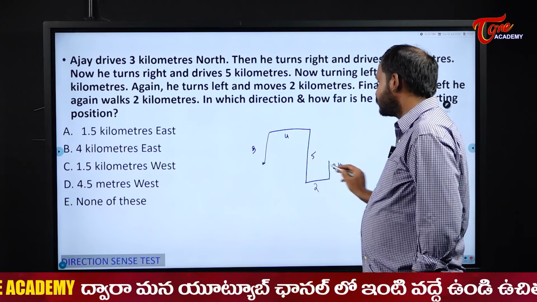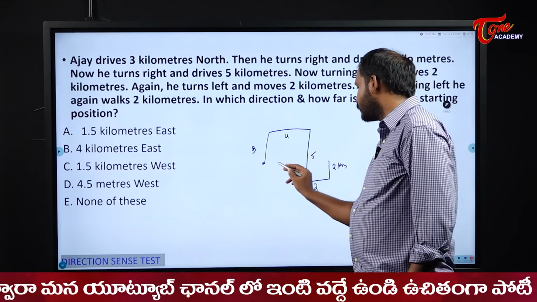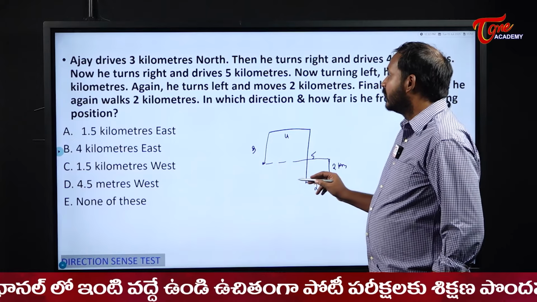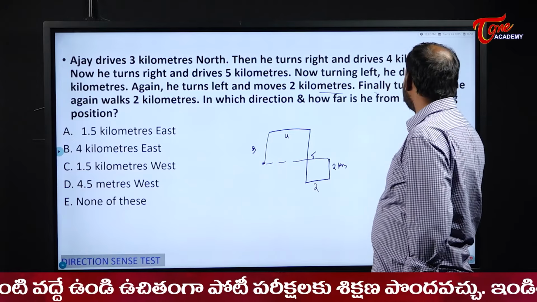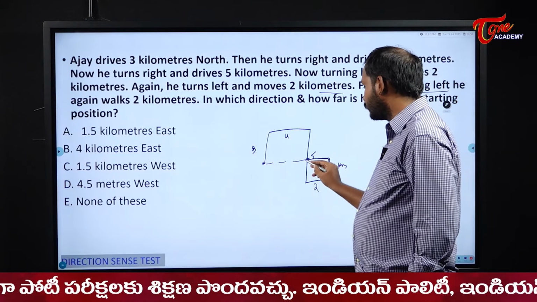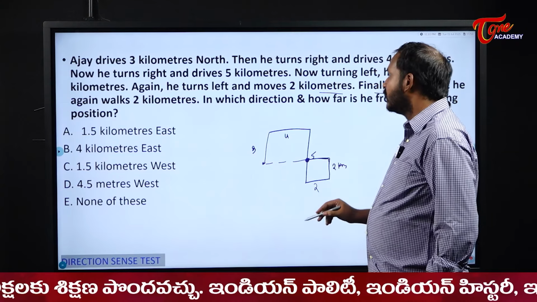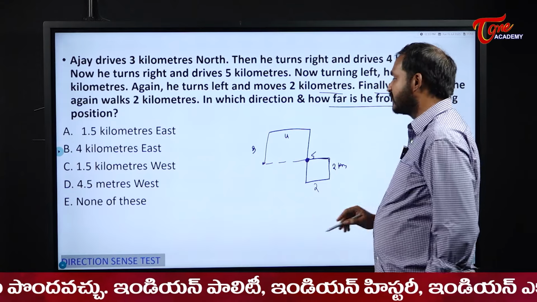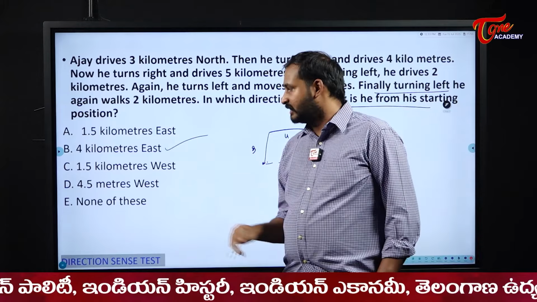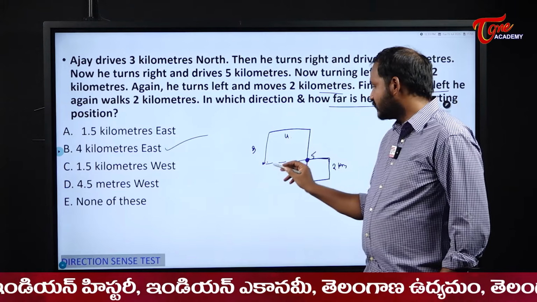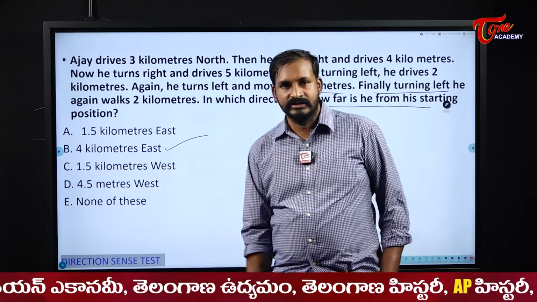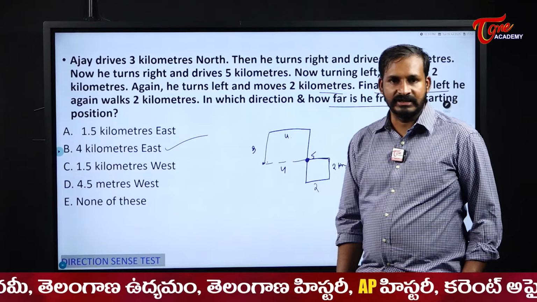Now please see here, students, this is 3, this is 5, this is 2. That means now he came parallel to his starting point. Again turns left and moves 2 kilometers. Finally turning left, he again walks 2 kilometers. Now he is turning left and walking 2 kilometers, means he came to this position now. In which direction and how far is he from the starting point? East, and the distance is 4 kilometers east. Why? Because whatever the distance here I will have, the same distance I will have here. So 4 kilometers east will be our answer here.